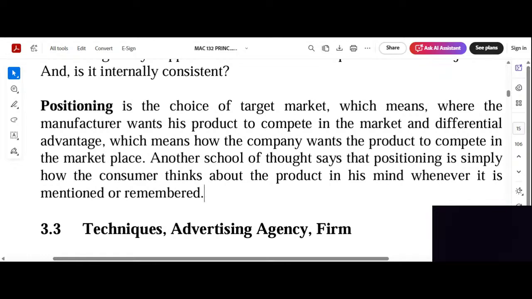Not producing something that is meant for the hospital, then you go to maybe a cafe or an eatery to be marketing it. Your positioning is lacking. But positioning is even more than that.